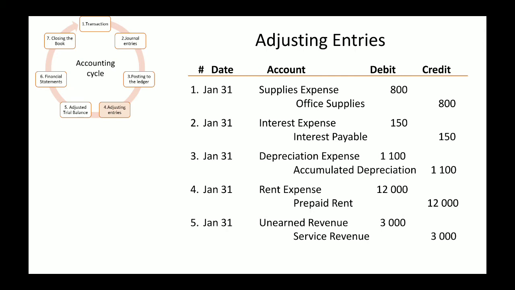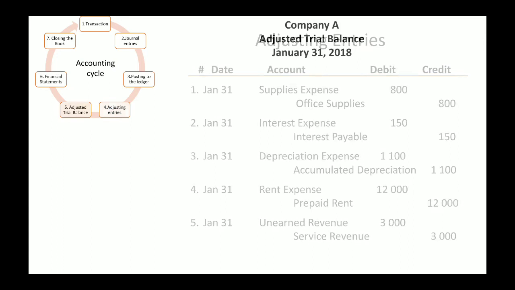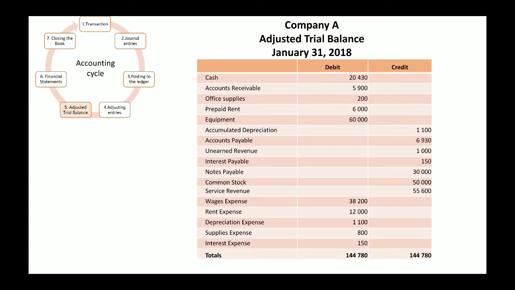The next step of accounting cycle is to calculate adjusted trial balance. An adjusted trial balance is a list of balances of ledger accounts which are created after preparation of adjusting entries. Adjusted trial balance contains balances of revenues and expenses, assets, liabilities, and equities.